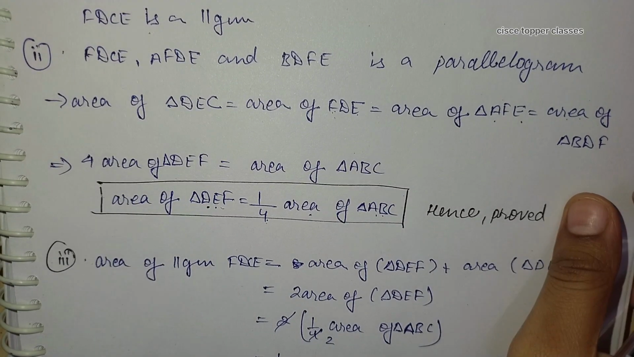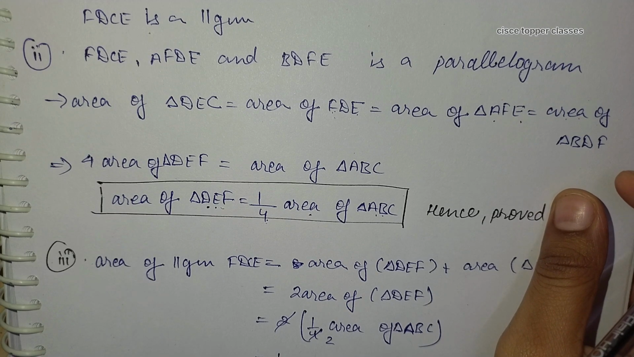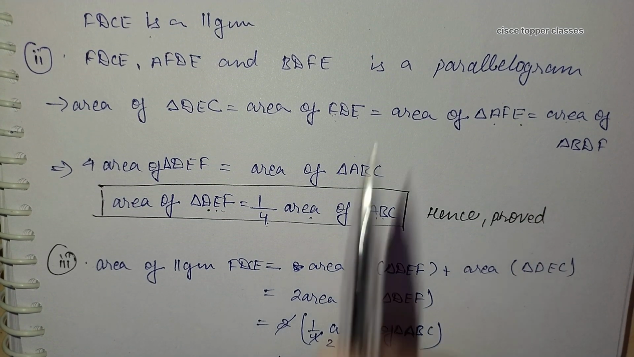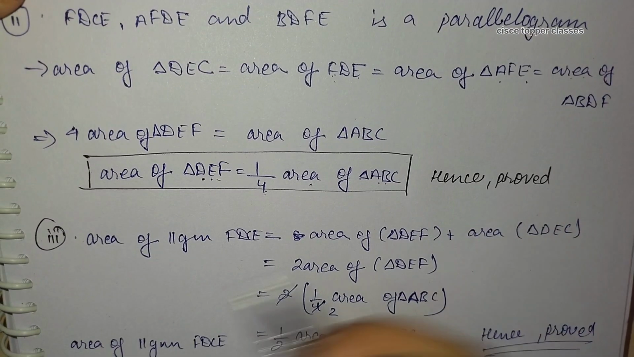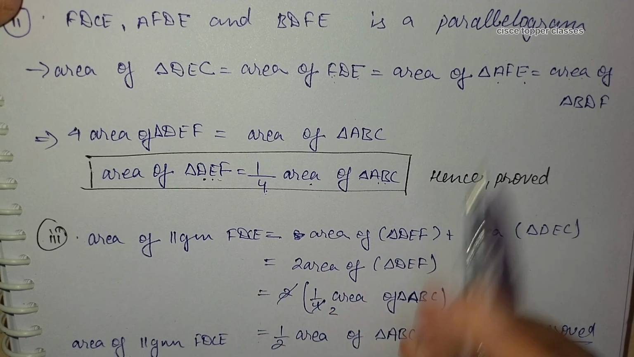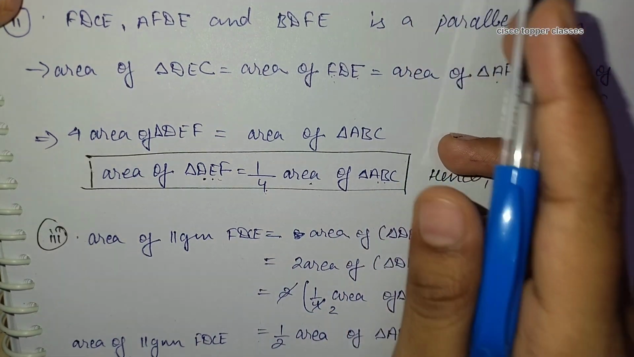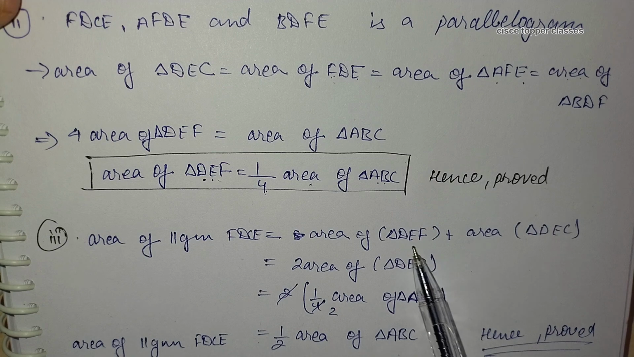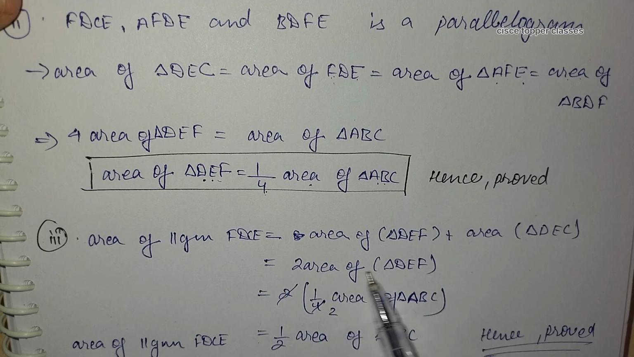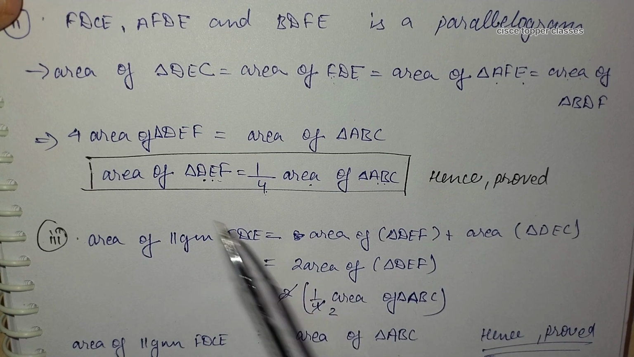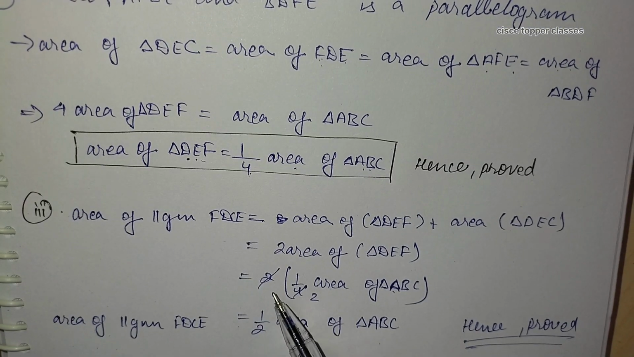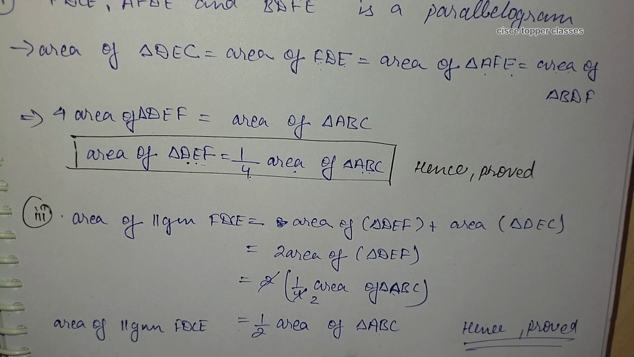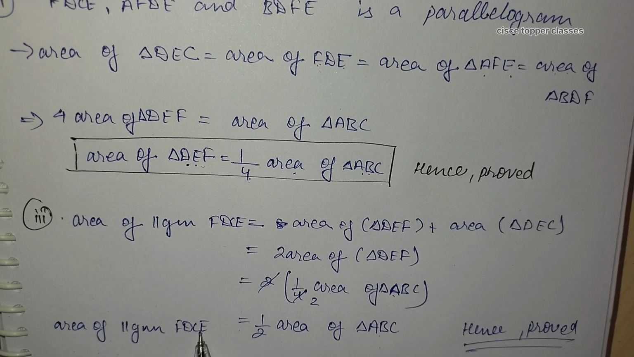Now the third part is area of parallelogram FDCE is equal to 1 by 2 area of triangle ABC we have to prove. So here we have area of parallelogram FDCE is equal to the sum of the two congruent triangles DEF and DEC. As these two are congruent and equal, so we can write 2 area of DEF, and then we will put the value of DEF from here. This will be 1 by 4 area of triangle ABC. On cancelling 2 and 4, we will get 1 by 2 area of triangle ABC is equal to area of parallelogram FDCE. This is only we have to prove in this part, hence proved from here.